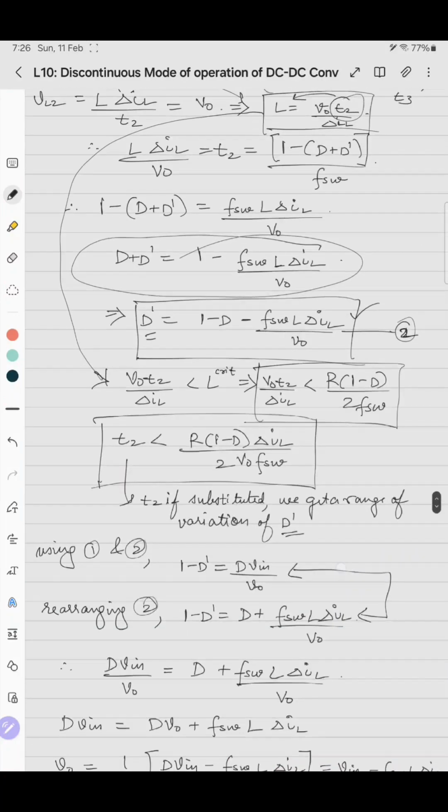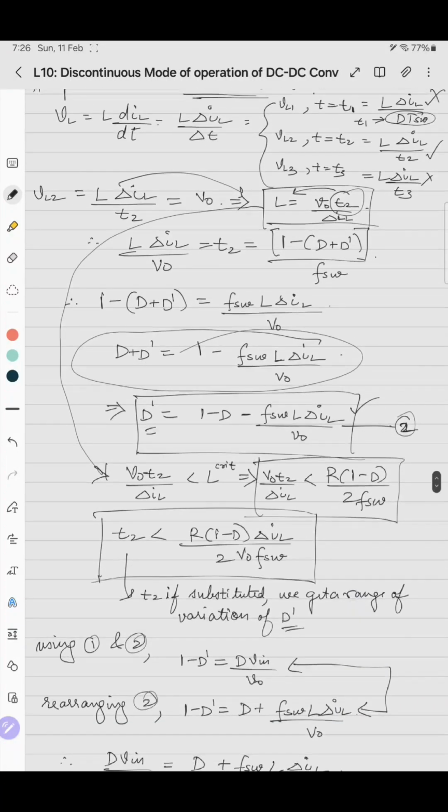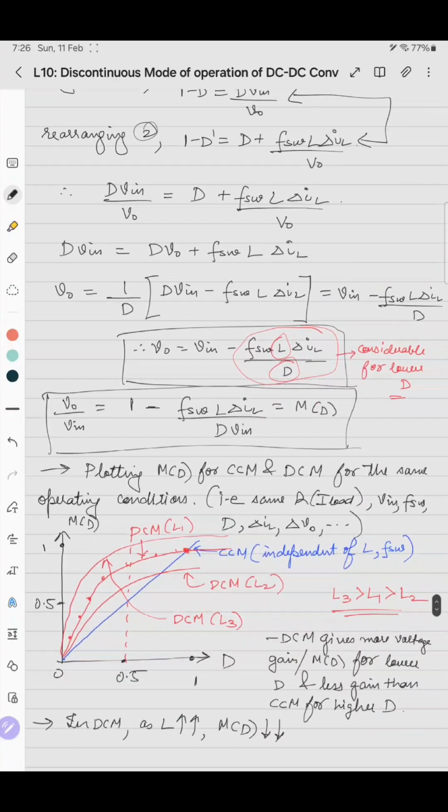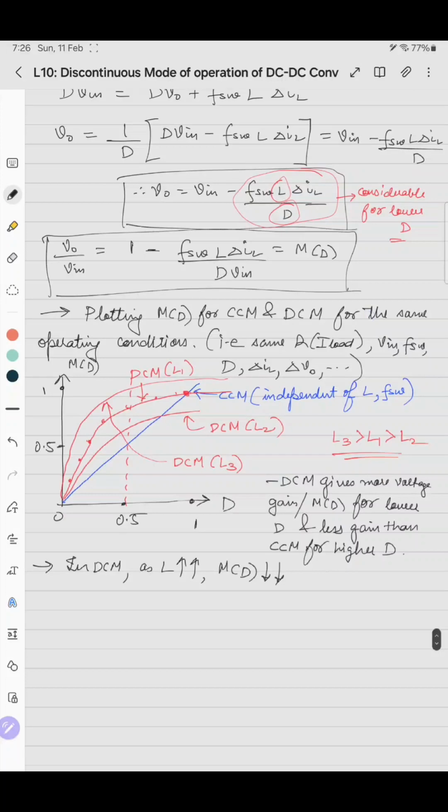and again replace it in terms of the known parameters. Put a limit on D, solve for D dash, write limits for D dash, put L less than L critical, put the basic formula of L to replace D dash in terms of the known parameters, and then ultimately find the gain, and then you can plot the gain characteristics. So this analysis you can do for the boost and buck-boost converter.